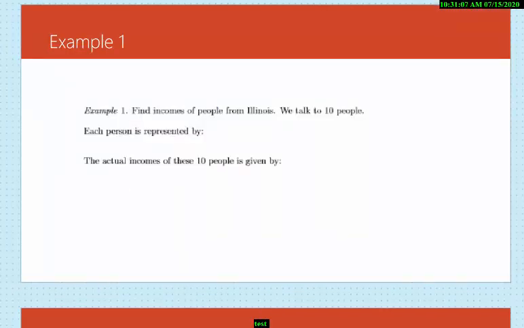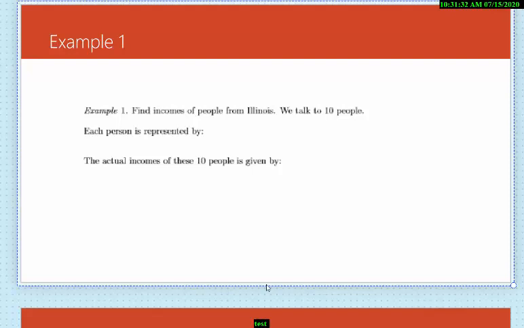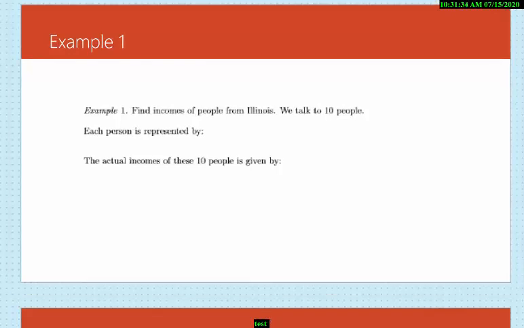So let's look together at one example. Find incomes of people from Illinois. We talk to 10 people. So that's our experiment. We take 10 people. We stand on a corner of Halsted and Taylor, and we ask them to tell us about the income that they get. Then each person is represented by a letter. Let's say we are talking about a person X1, X2, X3, up to X.